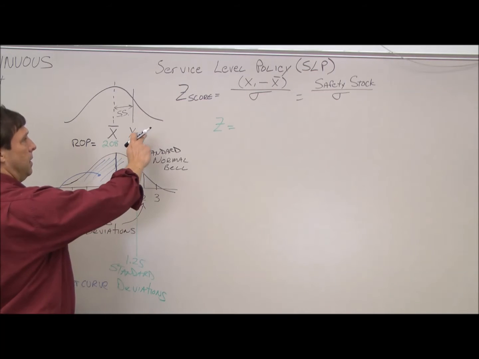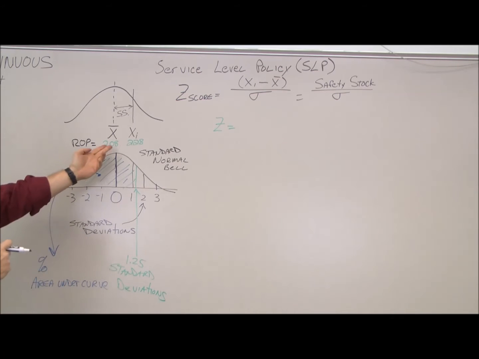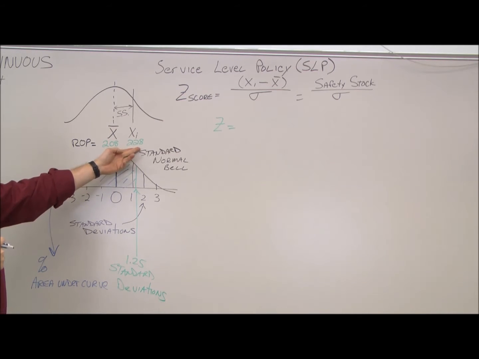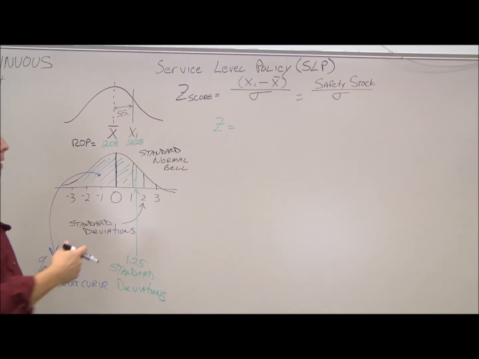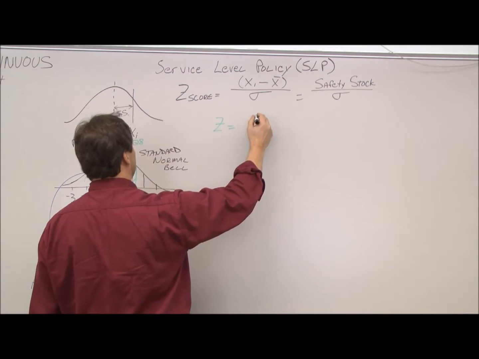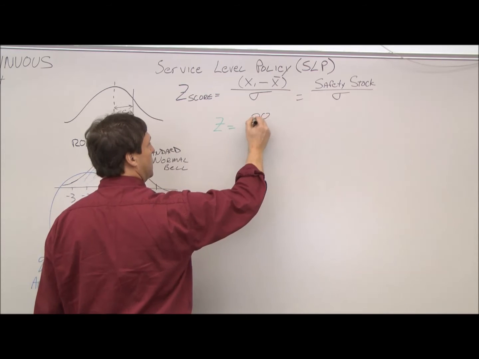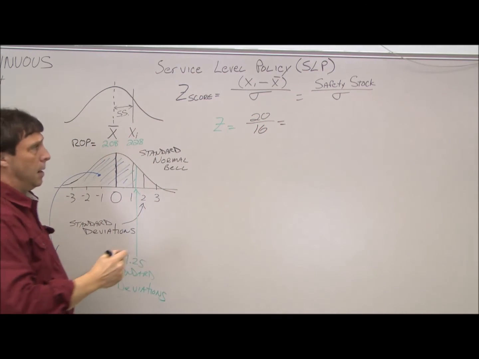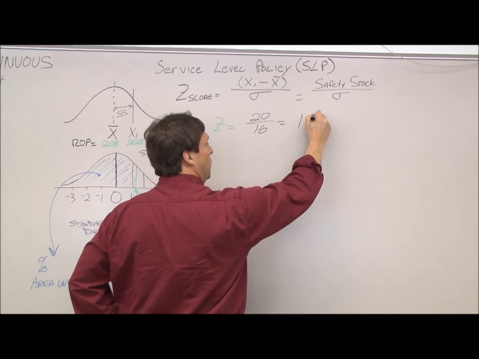It's basically our X sub I, and we know we just calculated the reorder point of 208. We know that Mr. Jaggers wants to keep 20 extra units here, so 208 plus 20 is 228, which is our safety stock. So this is basically our X sub I, and we're given a standard deviation of 20, and this comes out to 1.25.